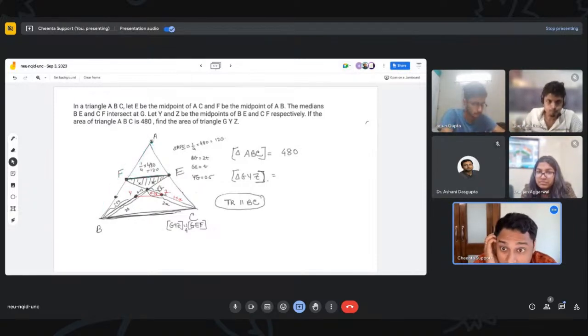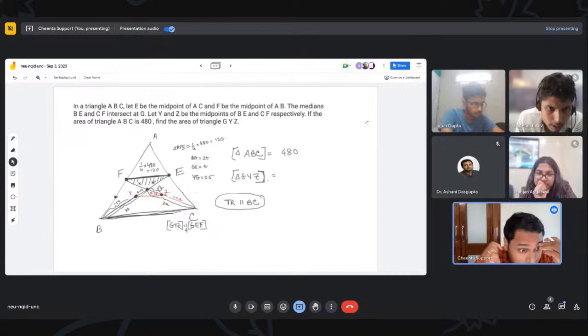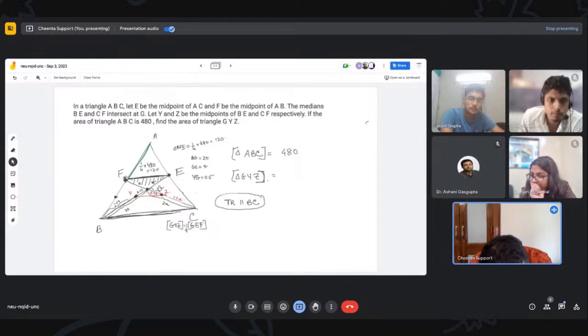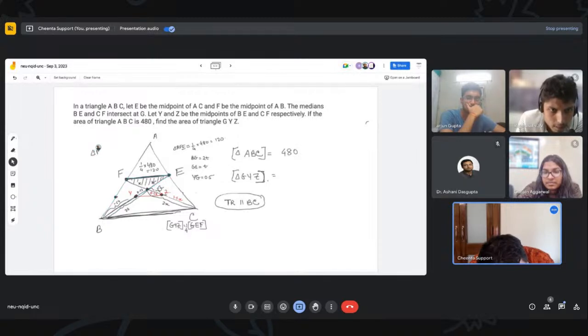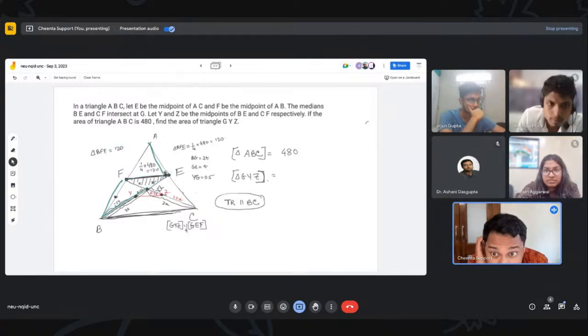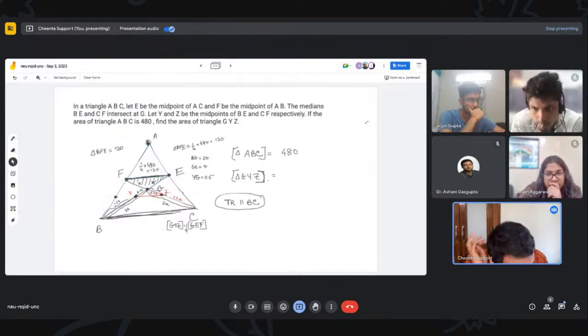Okay, so yeah, we are done. So this is 120. And we know that this entire thing is, so look at this big triangle. This is the median. So this triangle BFE is 120. BFE is same as AFE. Both of those triangles have same area because EF is the median.